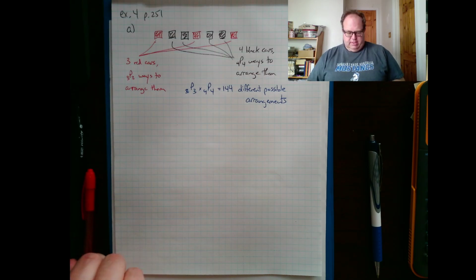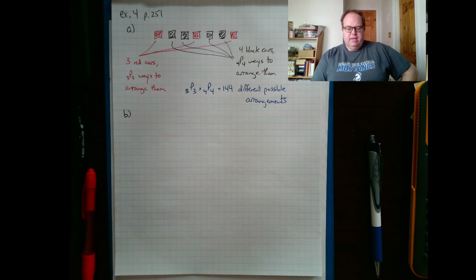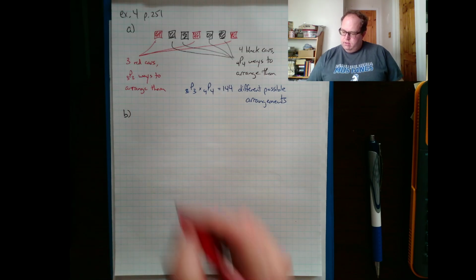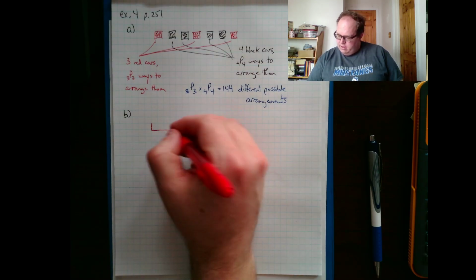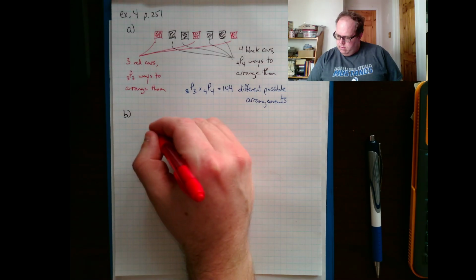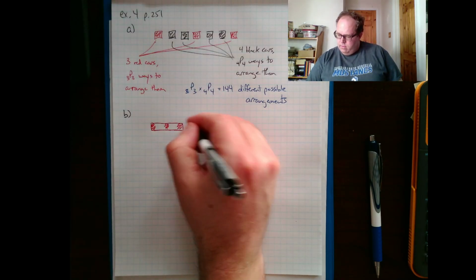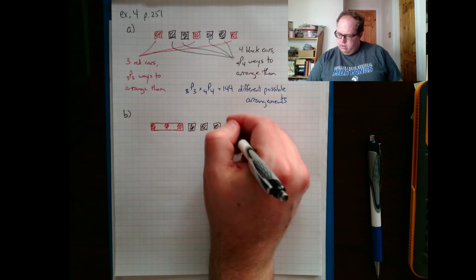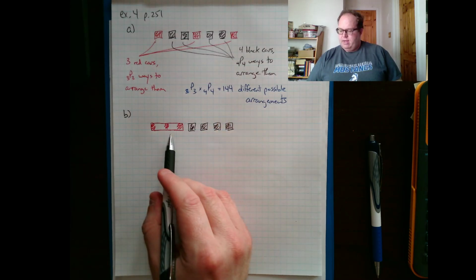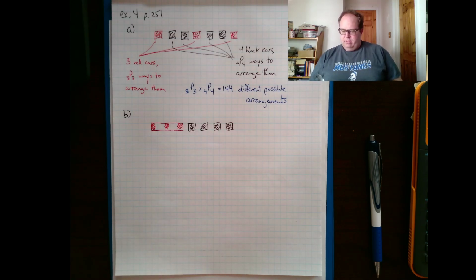Now, in the B part of our example, we're told the 3 red cars have to be parked side by side. How can this happen? So I need one block that's got my 3 red cars in it, and my 4 black cars. But that block could happen here, it could happen between these two, it could happen between these two, it could happen between these two.